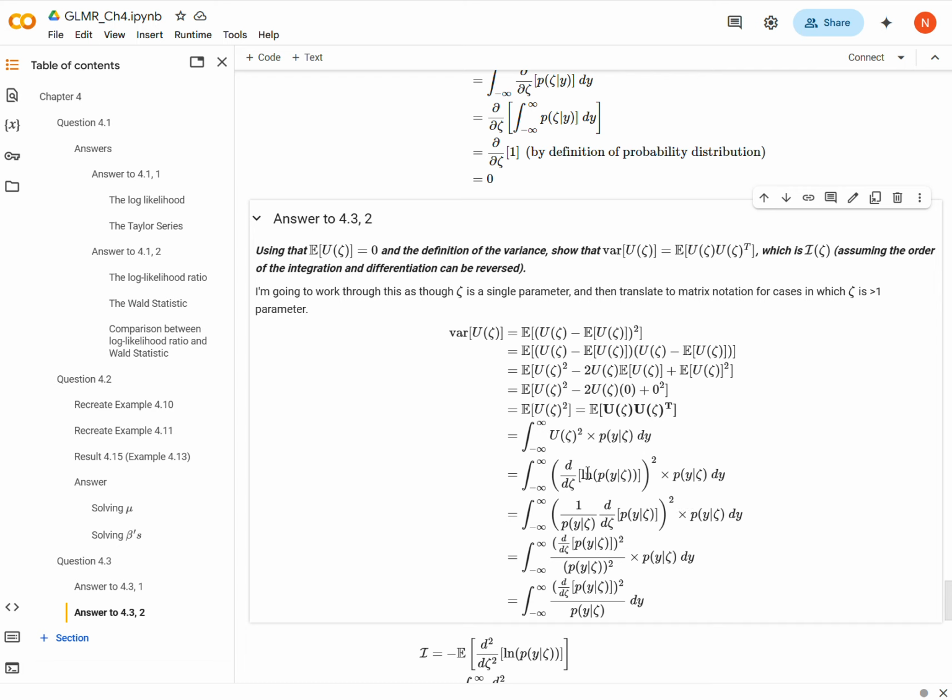That is the derivative with respect to the log likelihood right there. And now if I take that derivative, it's 1 over the inner function times the derivative of the inner function, or 1 over the outer function times the inner function. So I got that.